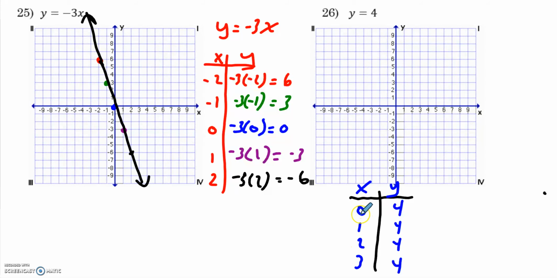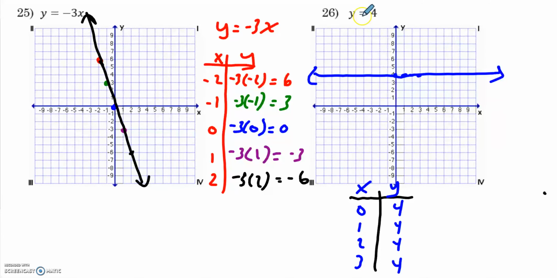So if I graph these points, 0, 4, 1, 4, 2, 4, and 3, 4. Looks like my dots are all making a perfectly horizontal line. I like when I said that, I had a little dip in my graph. My apologies about that. But that will be the equation of y equals 4.